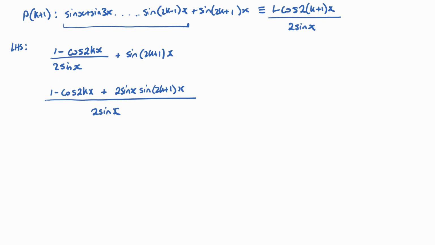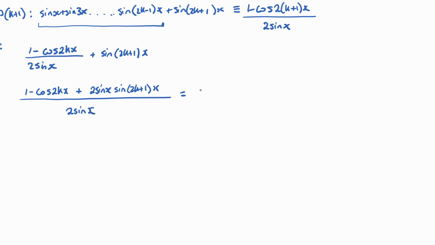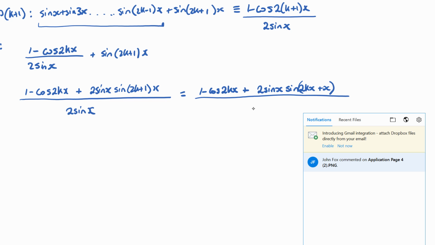So to continue on here, this gets a little bit tricky, so I'm just going to step this out. This is actually now 1 minus cos 2kx plus. I'm going to just briefly expand this. You might find it easier. So 2 sine x and then times sine of 2kx, and also 2kx and just plus x, all over 2 sine x.